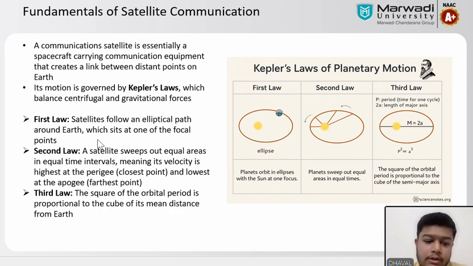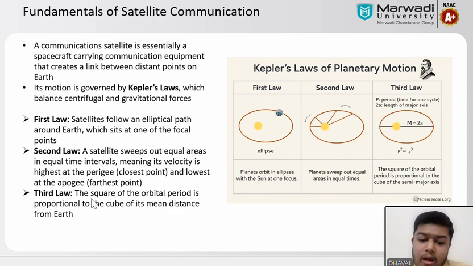The fundamentals are these three laws. Kepler's first law suggests planets orbit in ellipses with the Sun at one focus. Satellites follow an elliptical path around Earth with Earth at one of the focal points. The second law states planets sweep out equal area in equal times. That is, satellites sweep out equal area in equal time intervals, meaning velocity is highest at the closest point and lowest at the farthest point. These are termed perigee and apogee.